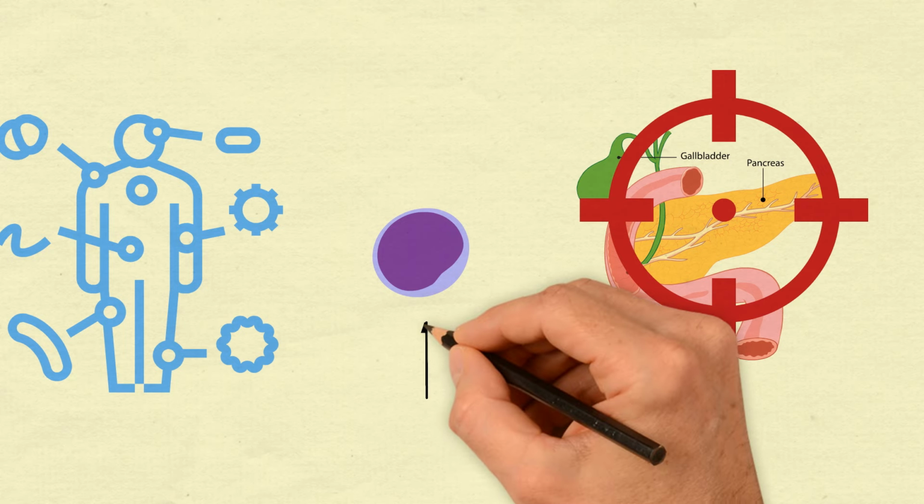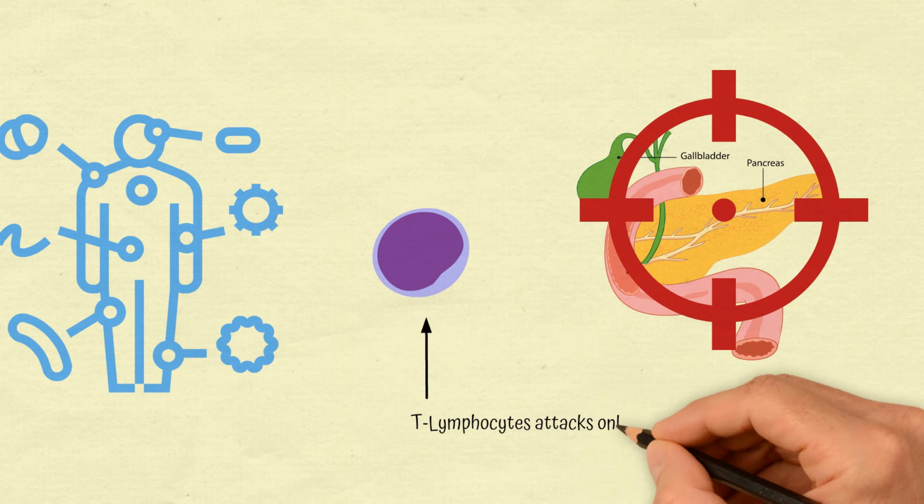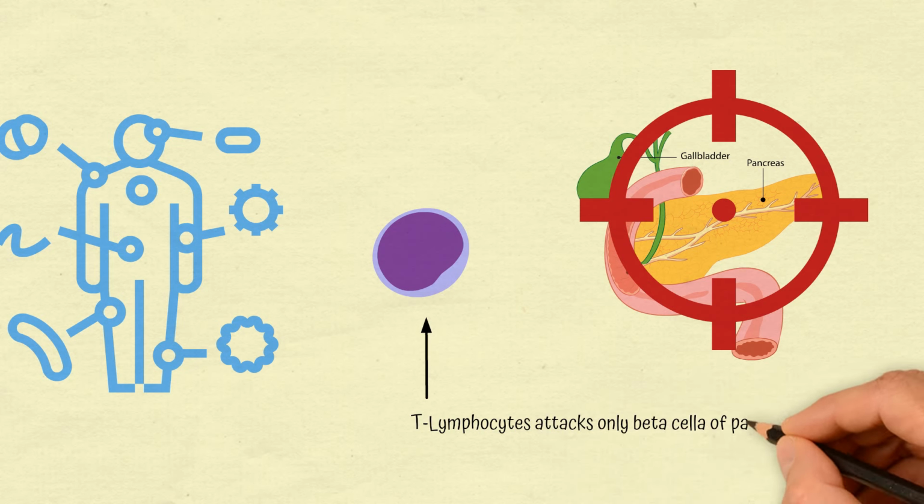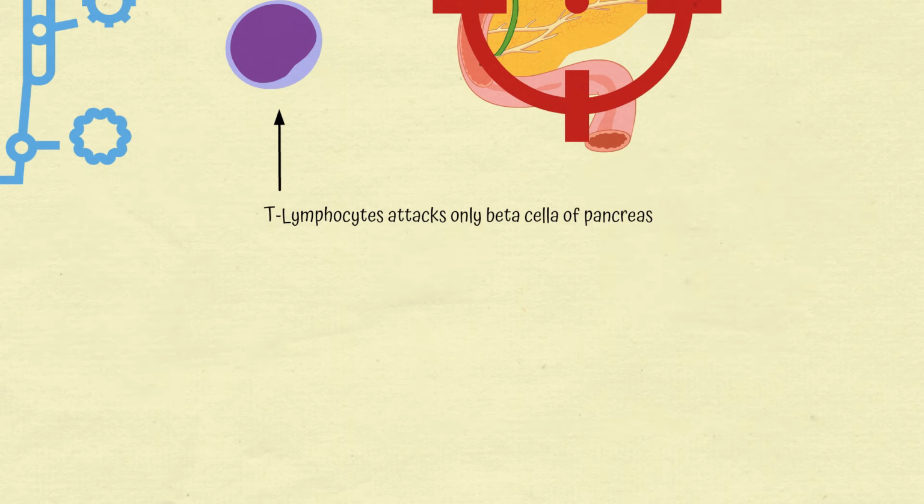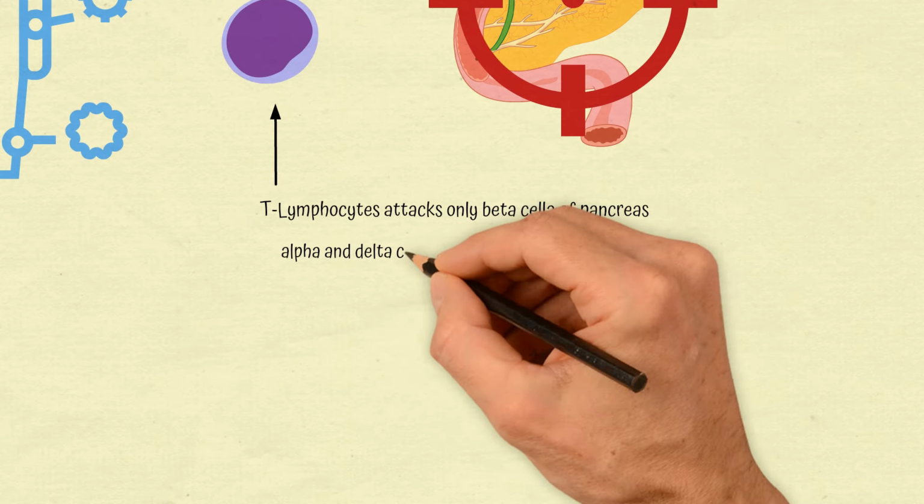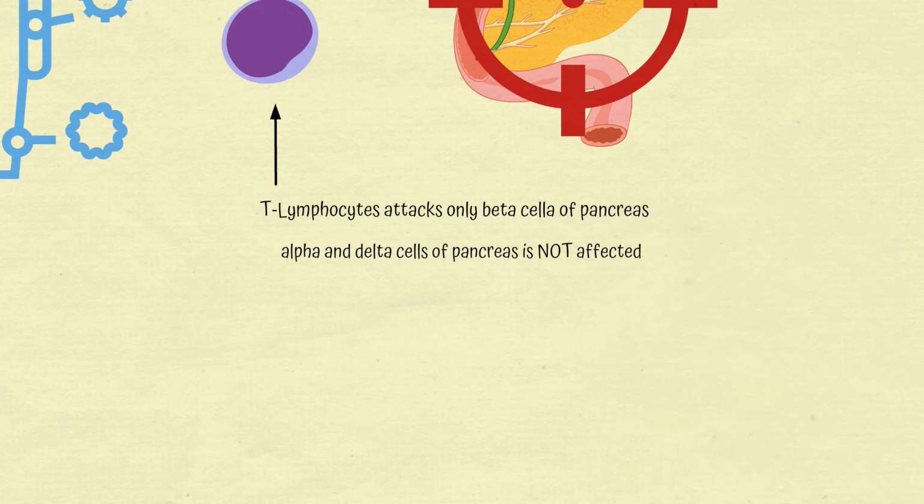This attack is primarily carried out by T cells. It's like the immune system is going to war with its own ally, without realizing the damage it's causing. But interestingly, only the beta cells are affected. Other types of cells in the pancreas, like alpha and delta cells, are usually left unharmed.